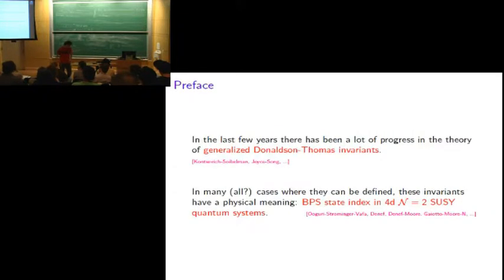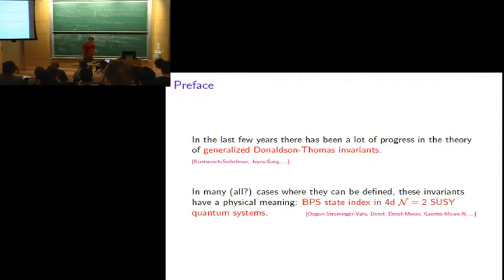So what's this about? In the last few years, there has been a sort of explosion of progress in this mathematical theory called the theory of generalized Donaldson-Thomas invariants. You're not going to have to know what those are. The names that go along with this are Kontsevich-Soibelman and Joyce and Song, but also many others.